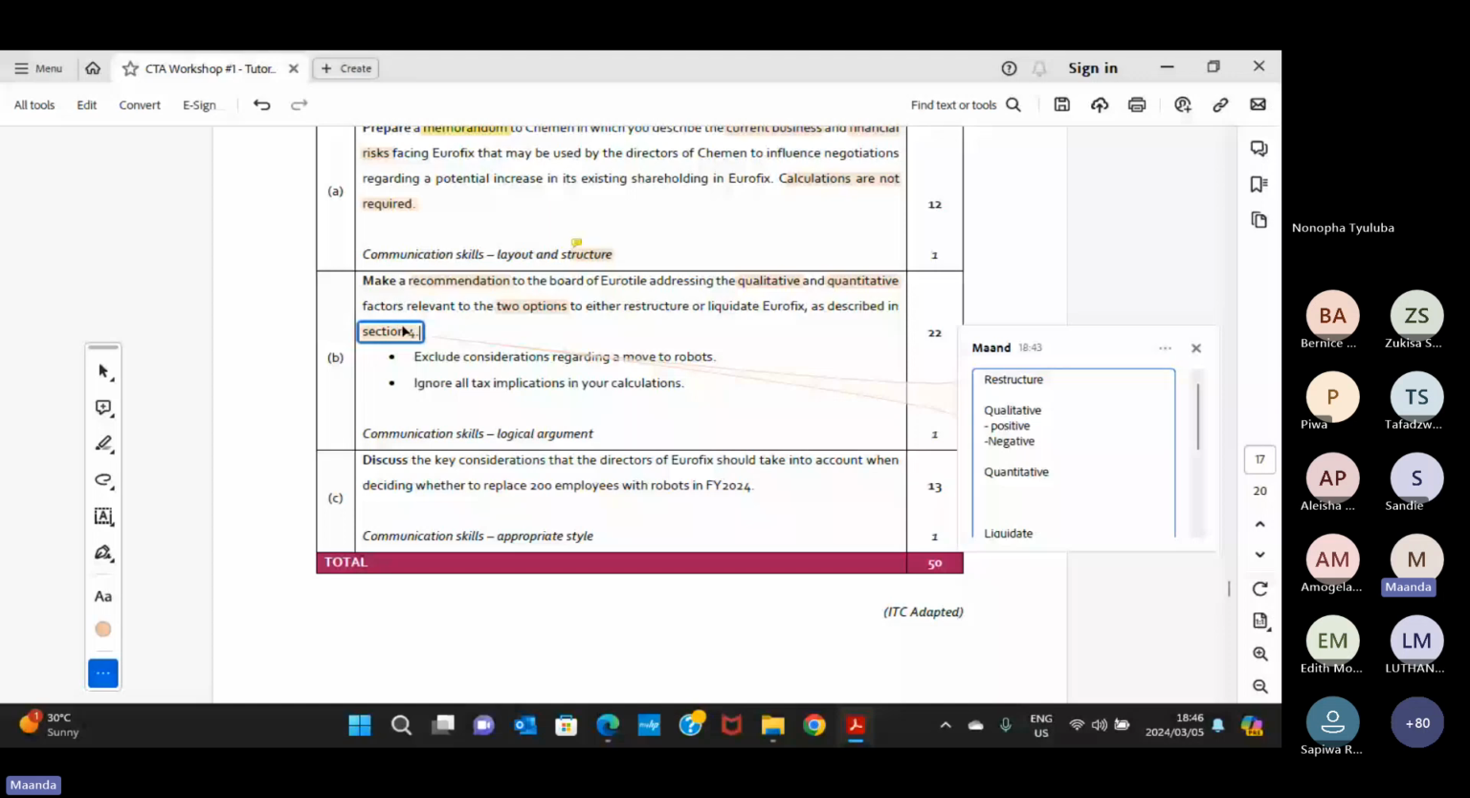So section number 4, when I go there, I then need to be looking out to say, okay, let me start with restructuring. What are the qualitative factors? What will be some of the quantitative factors that I can talk about? Let me then go to liquidation. What are the qualitative factors that I can talk about, things to consider, if we're considering both pros and cons as well? What are the quantitative factors that I need to consider? And then I need to make a recommendation. So moving from this required, this is what I have in mind, right? So that's the first side of things.